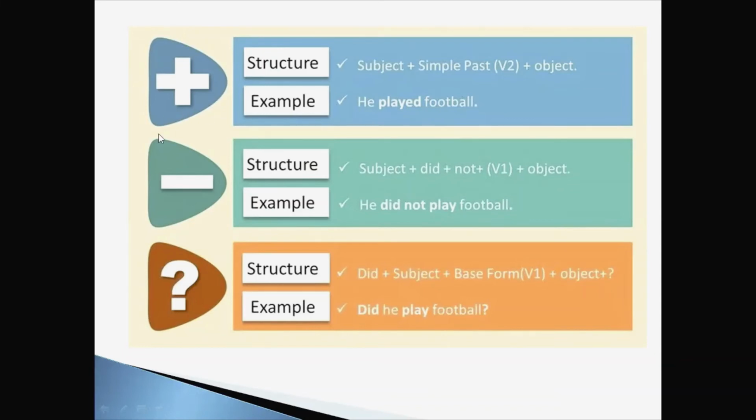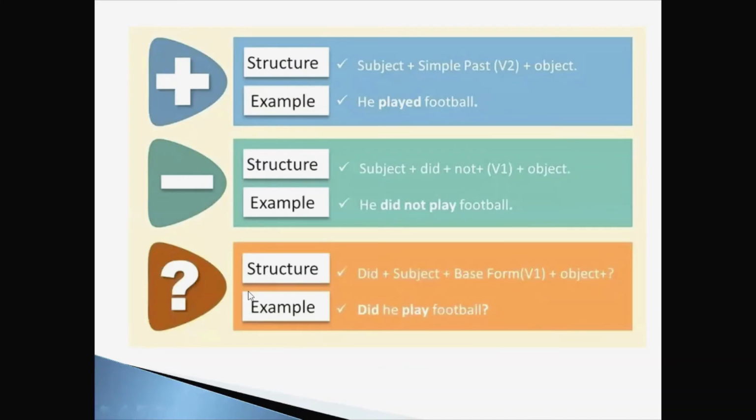Again, for the negative sentences, how do we write? Subject plus did not, V1 plus object. Why are we using V1 here? He did not play football. Not "He did not played." Why are we not using it? Because the structure already has "not," and "did not" is already given. So we write, he did not play football. Positive is, he played football. Negative is, he did not play football. In the positive we write ed, and for the negative sentence we use V1 again.